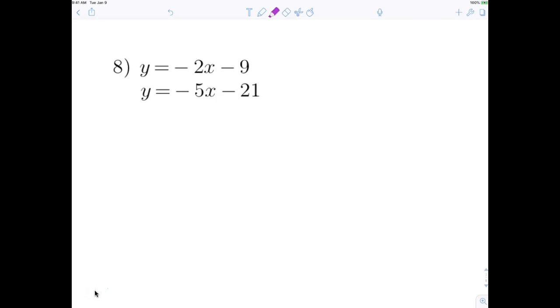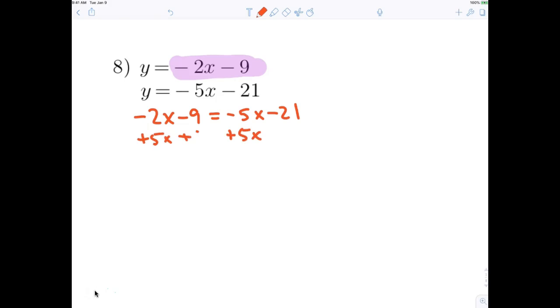Okay, so again, wherever I see a y, I can put what? Negative 2x minus 9. Now, I gave you enough time and enough practice. You should be almost done, and you should be able to say, yes, I know what he's doing. All right, so here we go. Negative 2x minus 9 equals negative 5x minus 21. Add 5x. Add 9. 3x equals negative 12, so x was what? Negative 4. If you got negative 4, you're in really good shape.